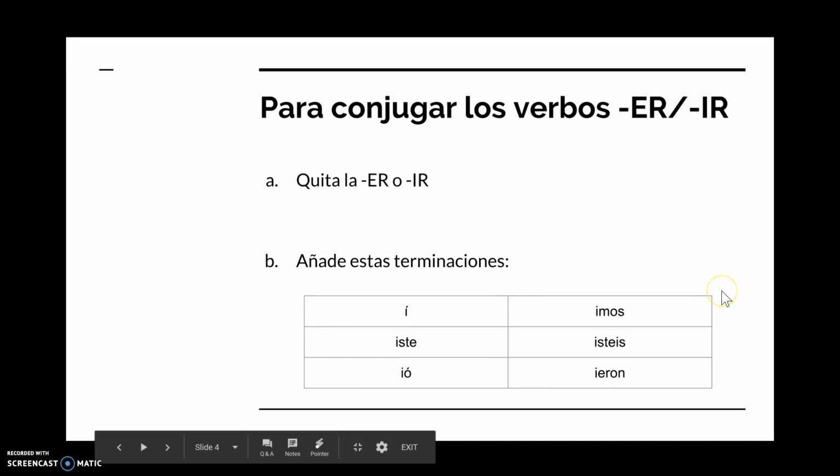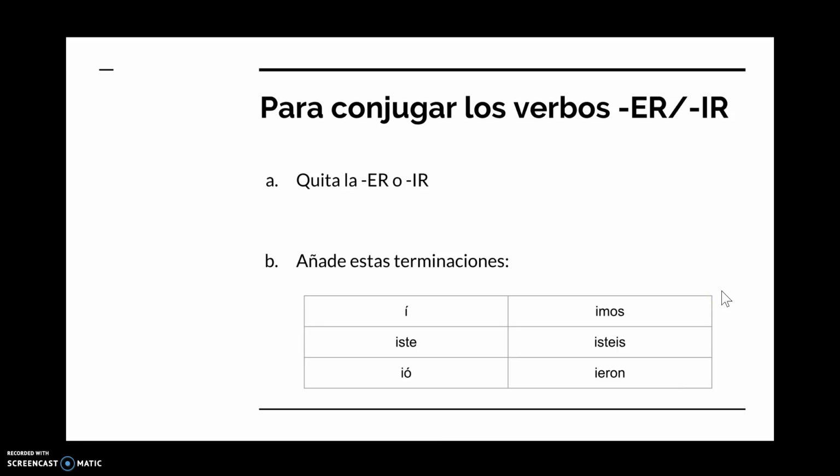On página dos, you'll notice that we're working with los verbos ER and IR. ER and IR verbs in el pretérito share a set of conjugations. There's nothing different about the conjugations for ER or IR verbs. They're identical, the endings that are used. Step A is quita la ER o IR, take off or get rid of the ER or IR. Step B, añade estas terminaciones, add these endings.